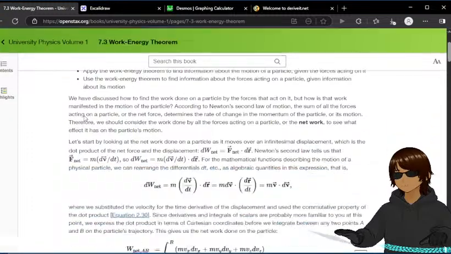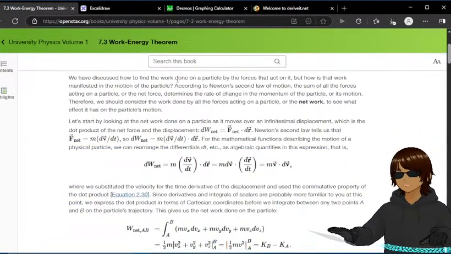We have discussed how to find work done on a particle by forces that act on it, and how that work is manifested in the motion of a particle according to Newton's second law. The sum of all those forces acting on a particle, the net force, determines the rate of change in momentum of the particle. Therefore, we should consider the work done by all the forces acting on a particle, or the net force, to see what effect it has on the particle's motion.